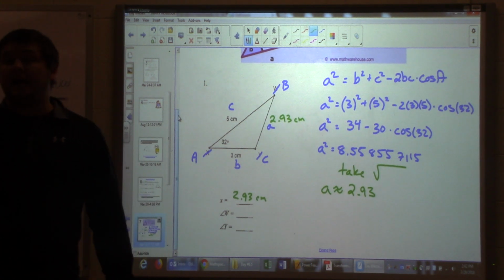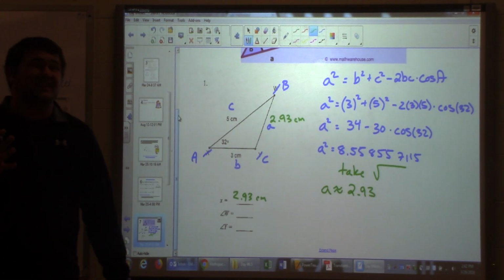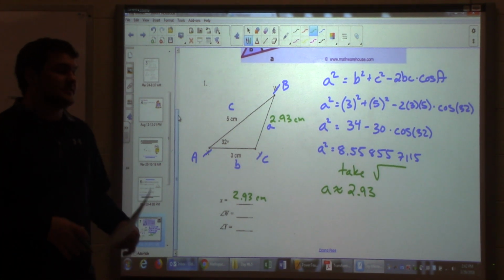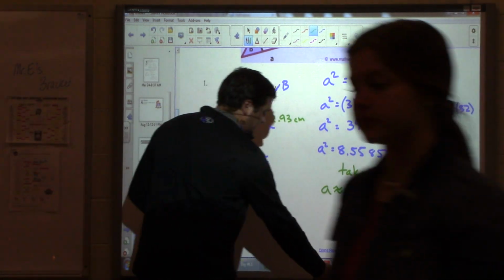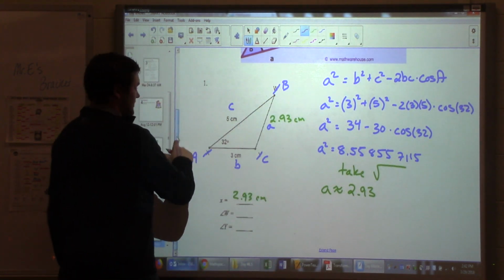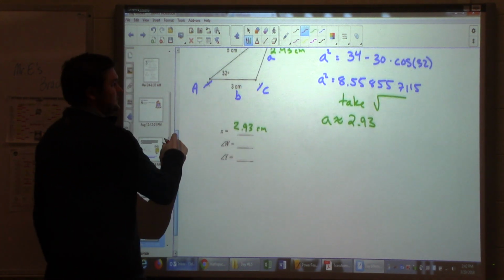Now, you can keep using law of cosines if you want. It's a little more work, a little more confusing. Or you can go back to law of sines, because now I have an angle and a side that correspond with each other. So let's find angle B, or angle W. I'm going to do law of sines.